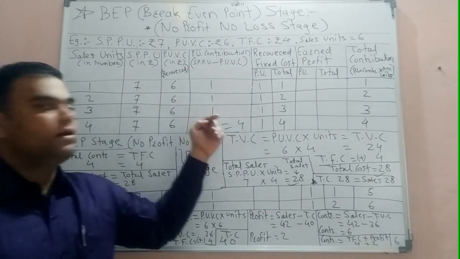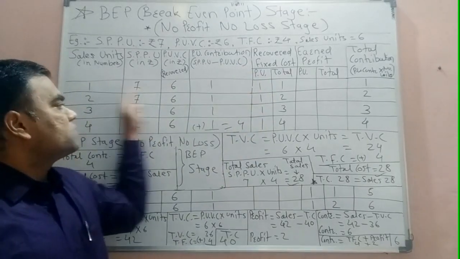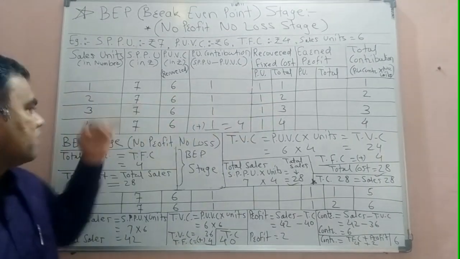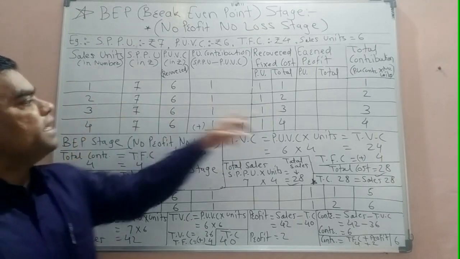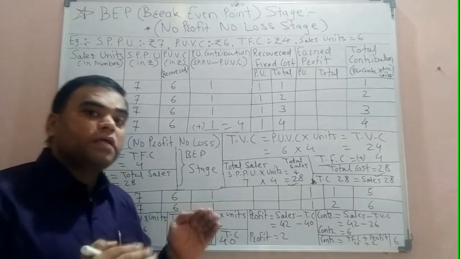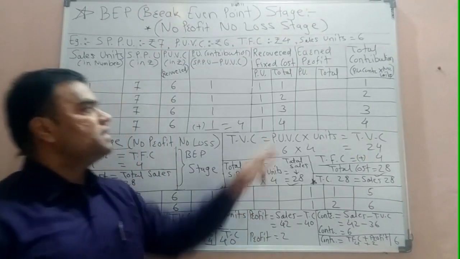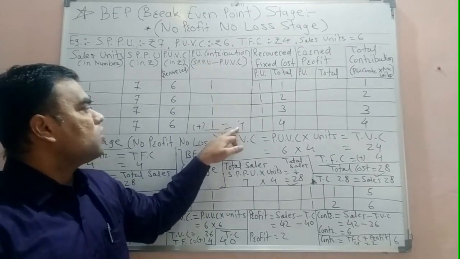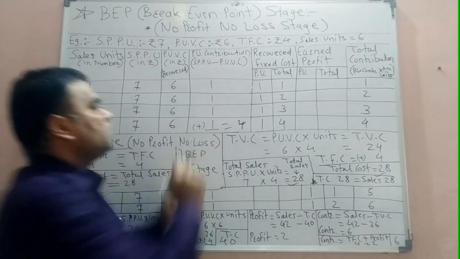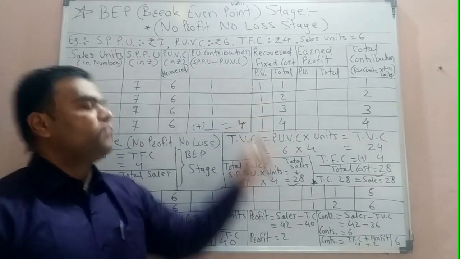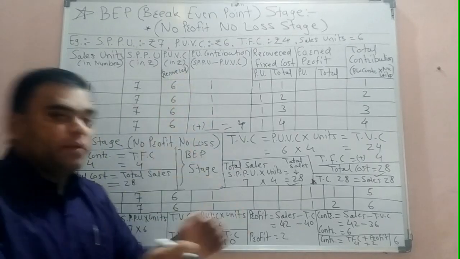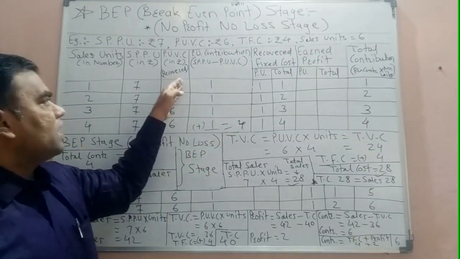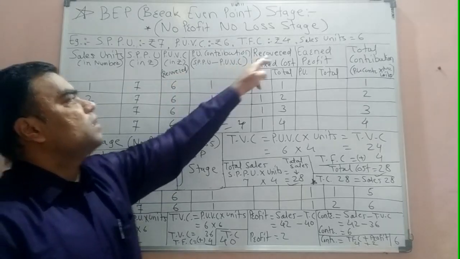When we sold the first unit, we recovered 1 rupee fixed cost. When we sold the second unit, then 2 rupees fixed cost. Then when we sold 3 units, then 3 rupees fixed cost we have recovered. When we sold the 4th unit, then 4 rupees fixed cost we have recovered by utilizing the 4 rupees contribution amount. That total 4 rupees contribution we have utilized to recover our fixed cost, because per unit variable cost we get immediately recovered after selling that unit, but fixed cost remains to recover. So selling price less variable cost, the remaining contribution gets utilized to recover our fixed cost.